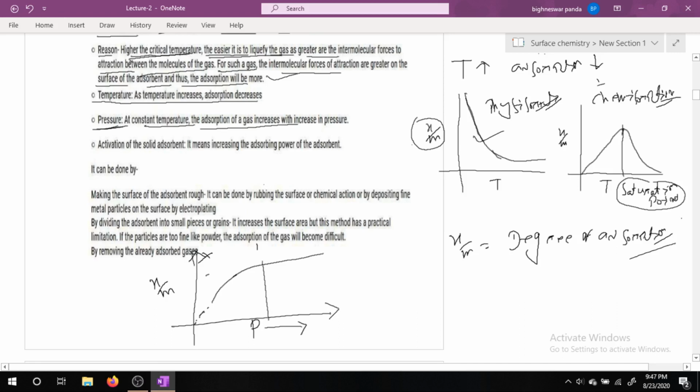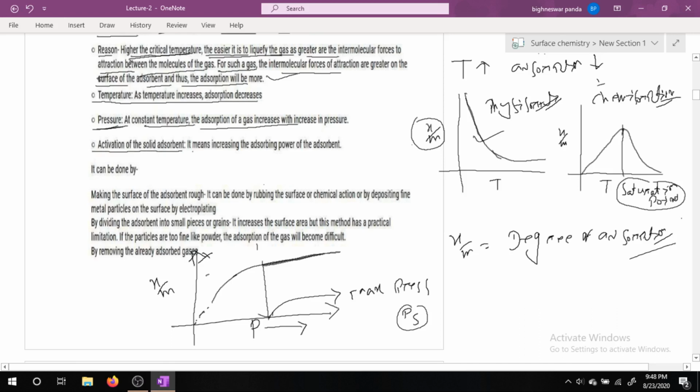This is the maximum pressure, also called saturation pressure, and after that the adsorption will remain constant. It will neither increase nor decrease. Adsorption will remain constant.